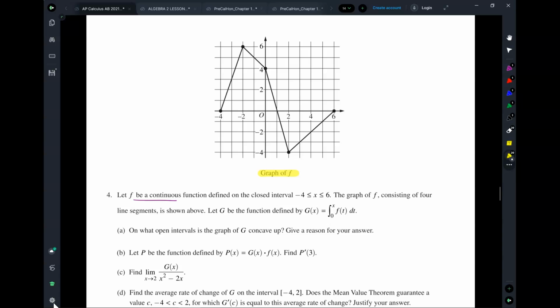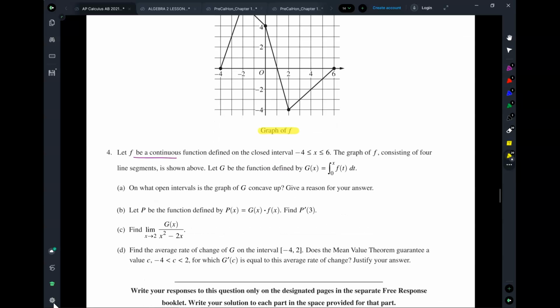g is another function. G is the integral, this is g. G is the integral from 0 to x, f of t dt. So what does that mean conceptually? What is g? What's another word for integral? Or also starts with an area. G is the integral is area. So g is the area under what curve? F from 0 to some number.